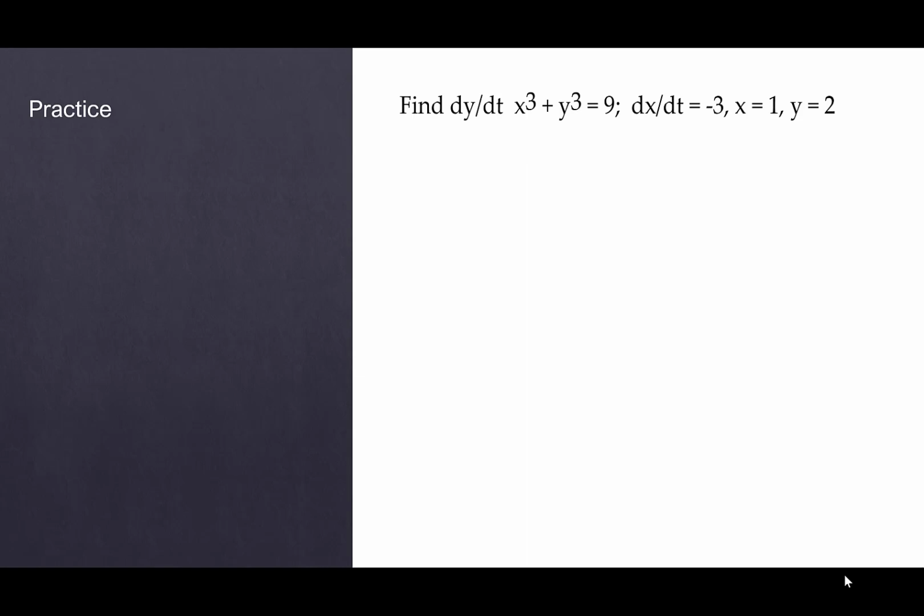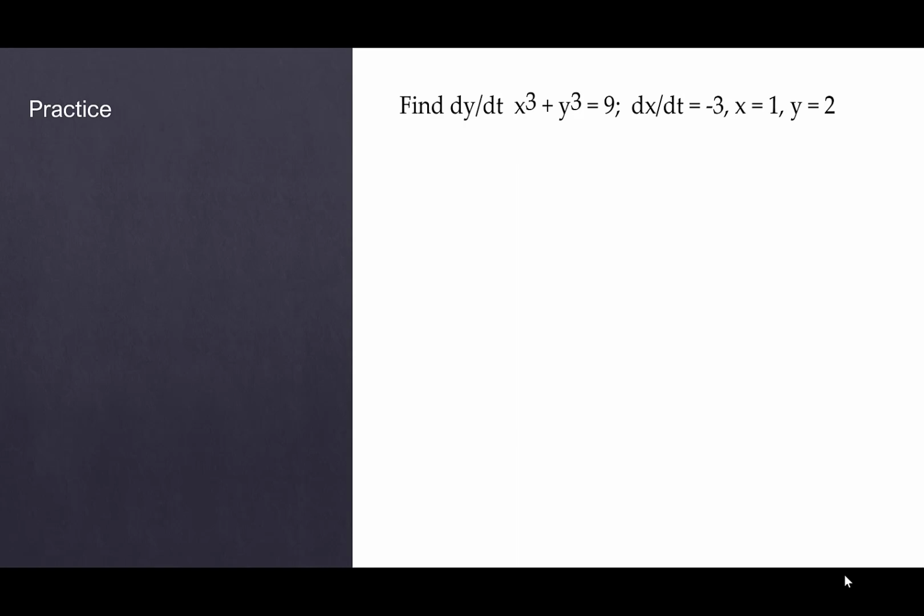To start, we're going to go back and practice doing implicit differentiation, and notice I've added a third variable this time. So we're looking for dy/dt, and x cubed plus y cubed equals 9. We know that dx/dt is equal to negative 3 when x is 1 and y is 2. Our equation x cubed plus y cubed equals 9 doesn't involve t at all, but by saying we're finding dy/dt, it means that x and y are both changing with respect to t.